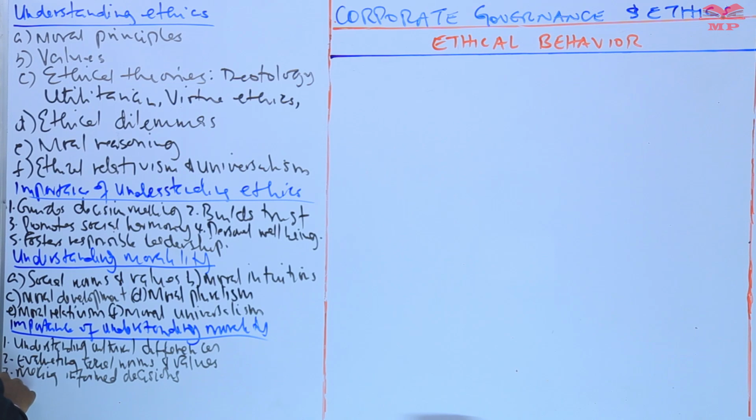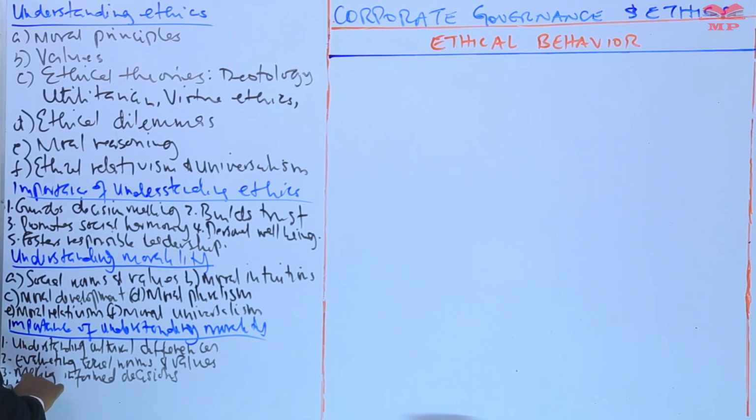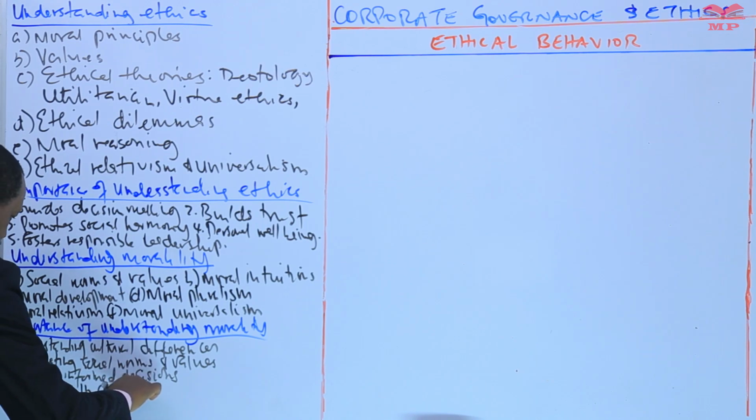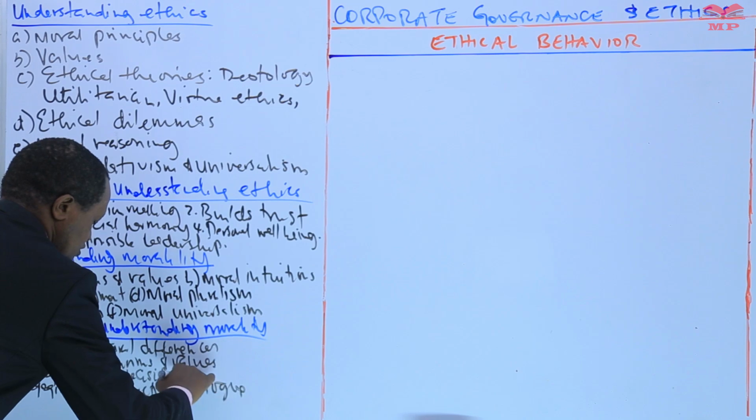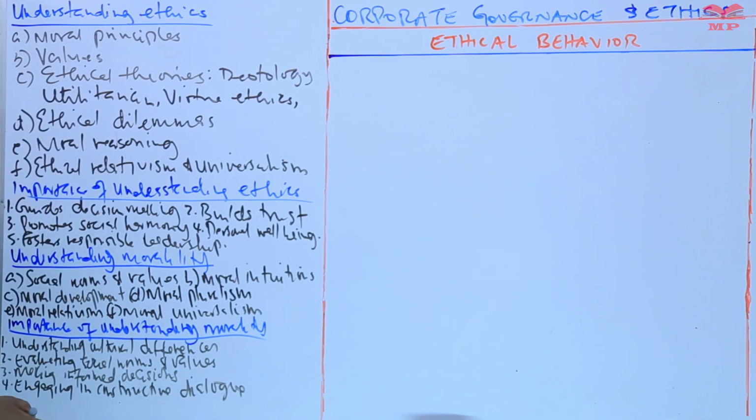Four, engaging in constructive dialogue. Understanding morality can help us engage in constructive dialogue. Okay? Because understanding different moral perspectives can help us engage in constructive dialogue with others who hold different views, leading to greater understanding and cooperation.